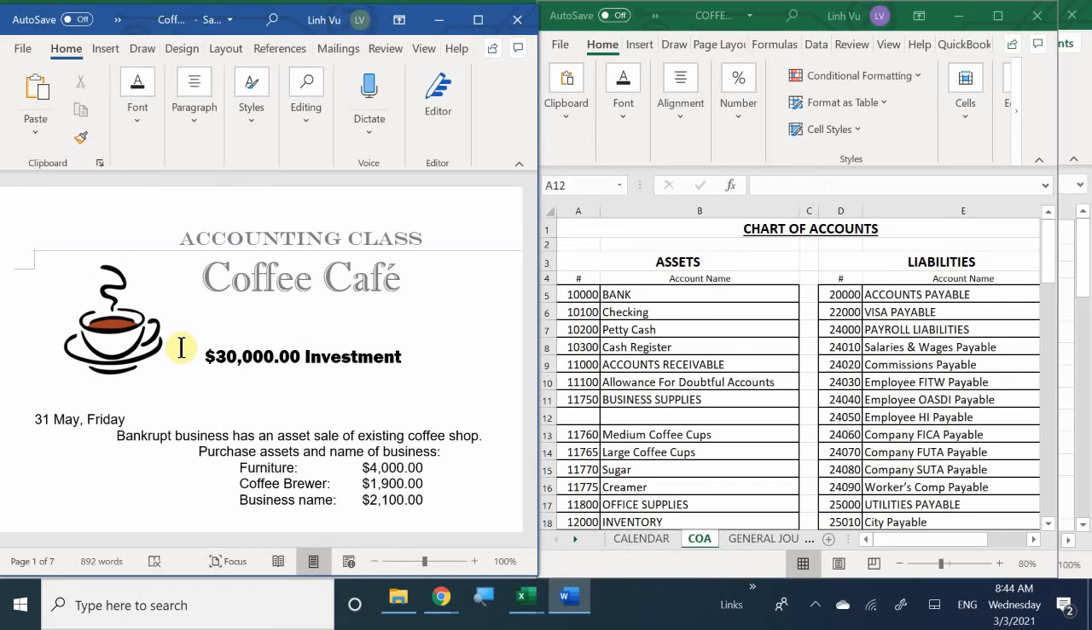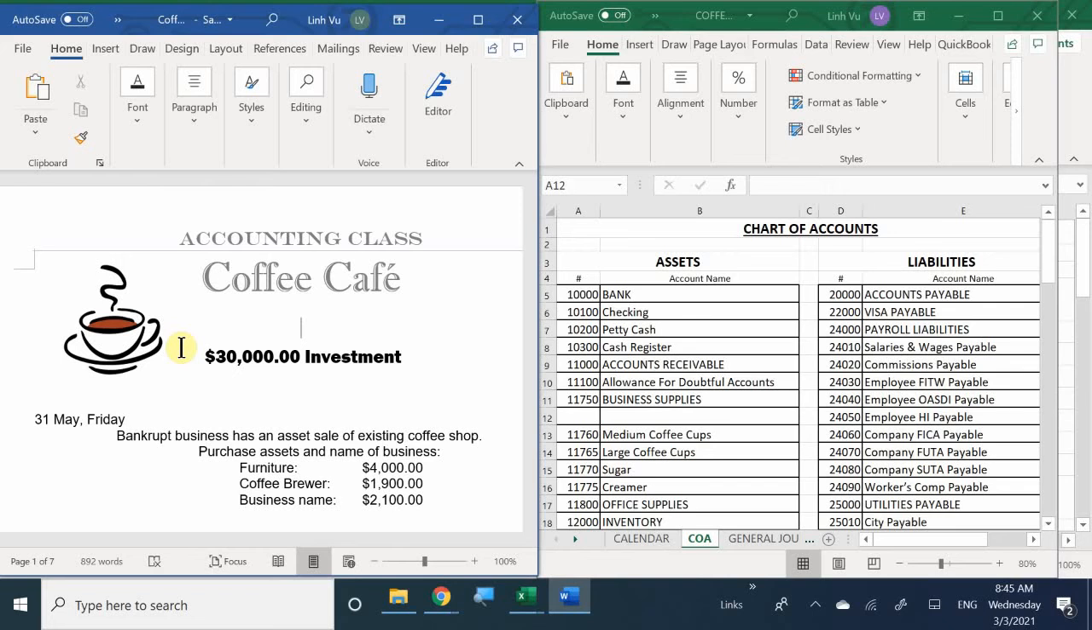So here we have a $30,000 investment. And then on May 31st, a local business went bankrupt, and we decided to go ahead and put an offer on that business. Since the offer was approved and the bank approved us for this business, we also have a $30,000 investment. This is our own money. So this $30,000 investment is our own money, and we decided to make a purchase.